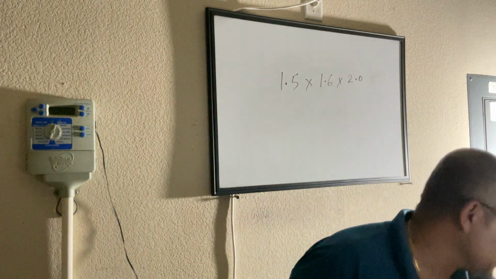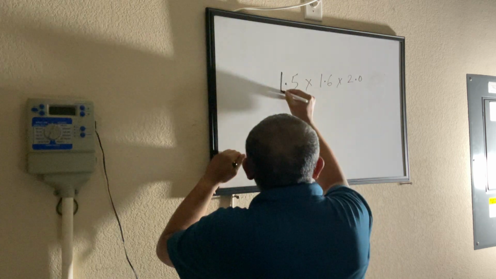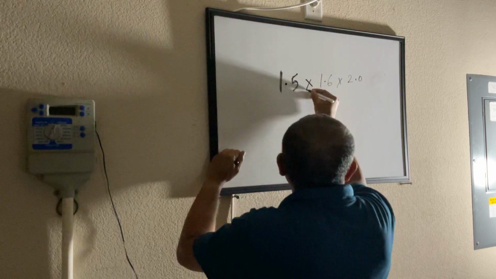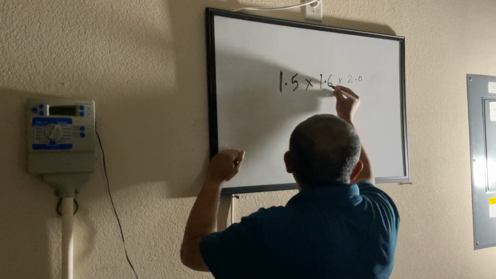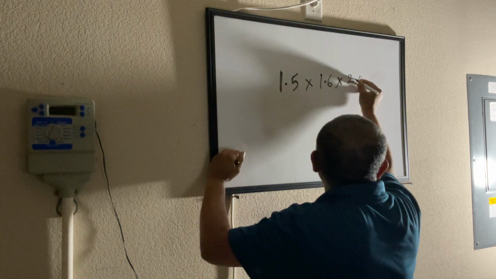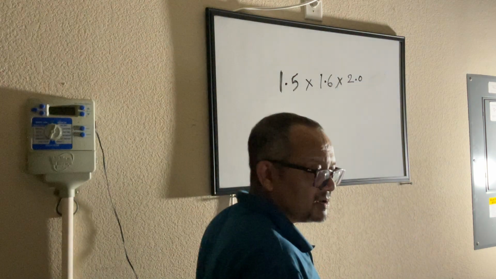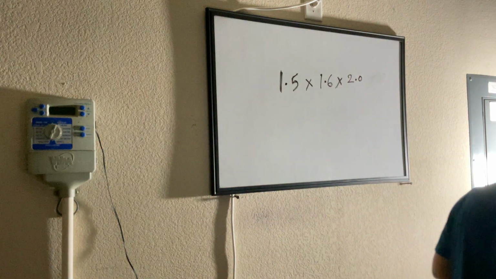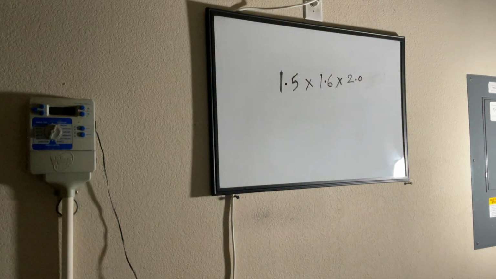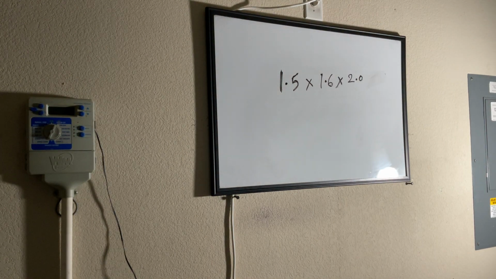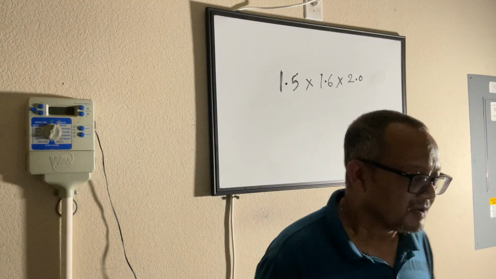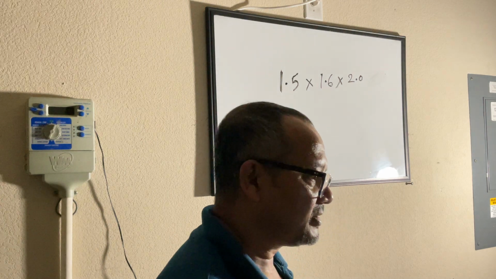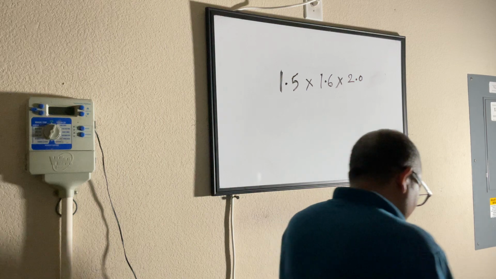Everybody got the question right? Let me write it in double font. 1.5 times 1.6 times 2.0. Can everybody see the question? Yes, sir. Not you on the screen. You guys are better off. Yep. Can everybody see the question? Okay? All right. Do it.